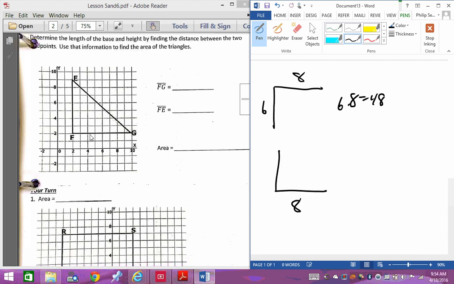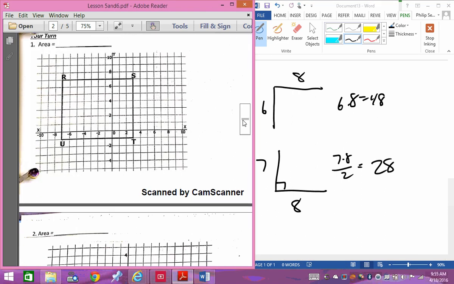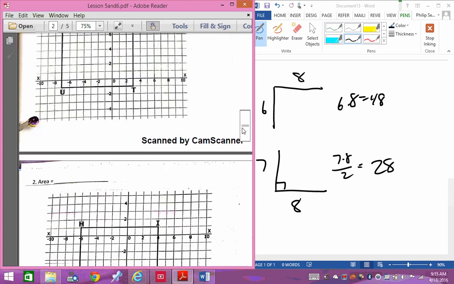How far up is it? Because that's our right angle, our base and our height. 1, 2, 3, 4, 5, 6, 7. So we multiply base times height and divide by 2. 7 times 8 is 56. Half of 56 is 28. So again, there are the ones that we've been seeing, and more of your rectangles here.